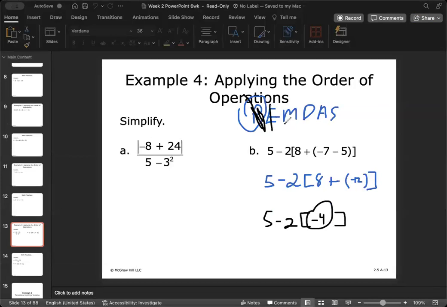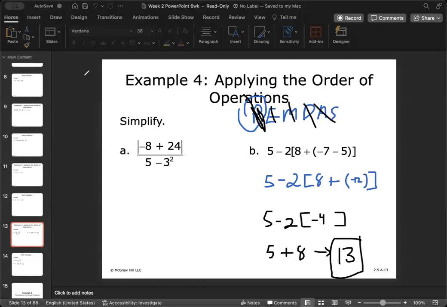There's no exponents. Is there any multiplication or division? The answer is yes. There is multiplication right here. And remember the minus sign in front is treated as a negative attached to the 2. So we do the multiplication, -2 times -4 gives us a +8. So exponents, multiply, divide, and then we finish with the addition, and that gives us 13. Okay, all done.